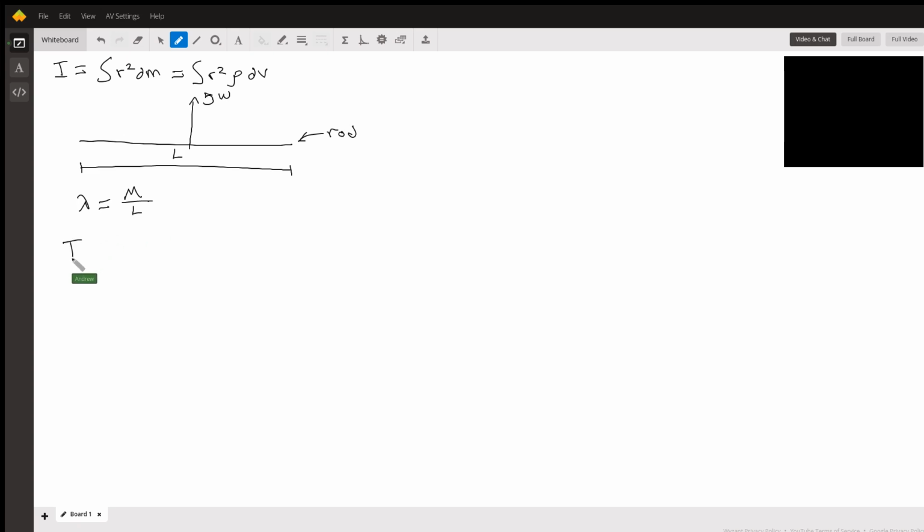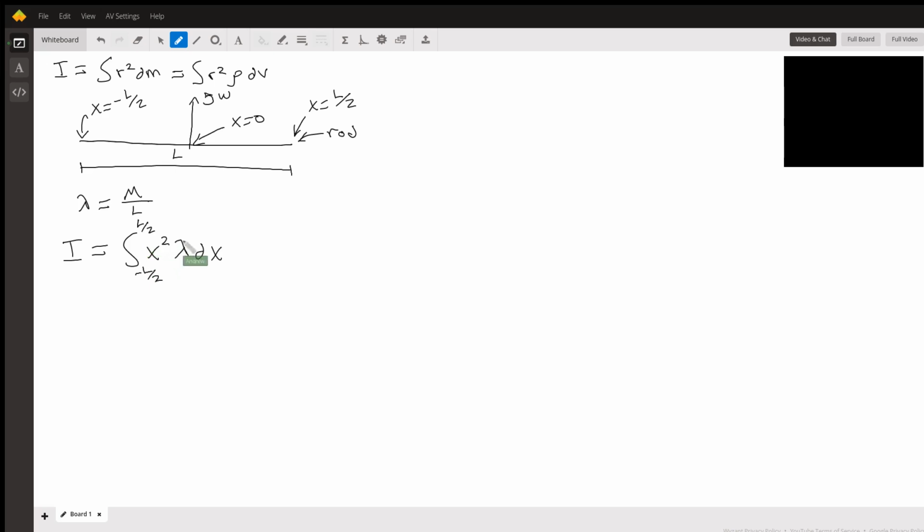So what we can do now is the moment of inertia equals the integral of x squared, because there's only one dimension, lambda dx. And we can perform this integral to find the moment of inertia. We can also describe the bounds here. So we can set our coordinate system: x will equal 0 at the axis of rotation, and then this will be x equals negative L over 2, and this will be x equals L over 2. Okay, so let's put our bounds here for the integral.